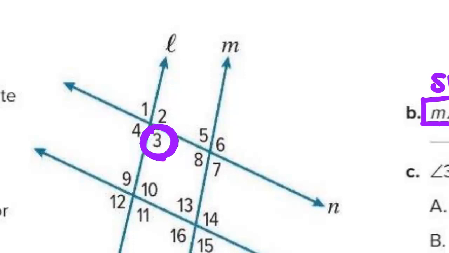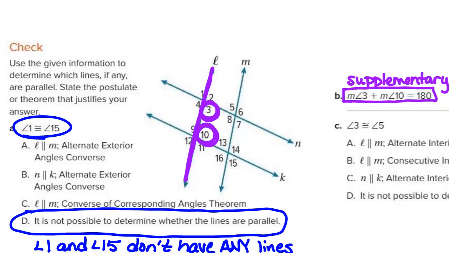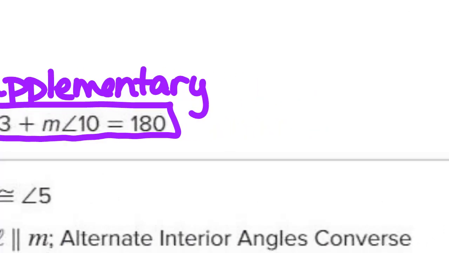So here's angle 3, and here's angle 10. We know they're supplementary. What's the transversal that connects them both? Sorry, which one touches both 3 and 10? L, right here. So they have line L in common. That's their transversal. So what 2 lines would have to be parallel then? N and K. N is parallel to K.